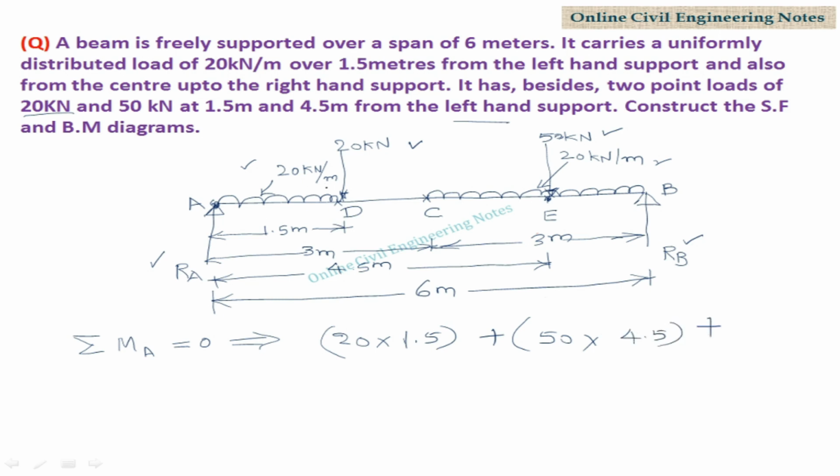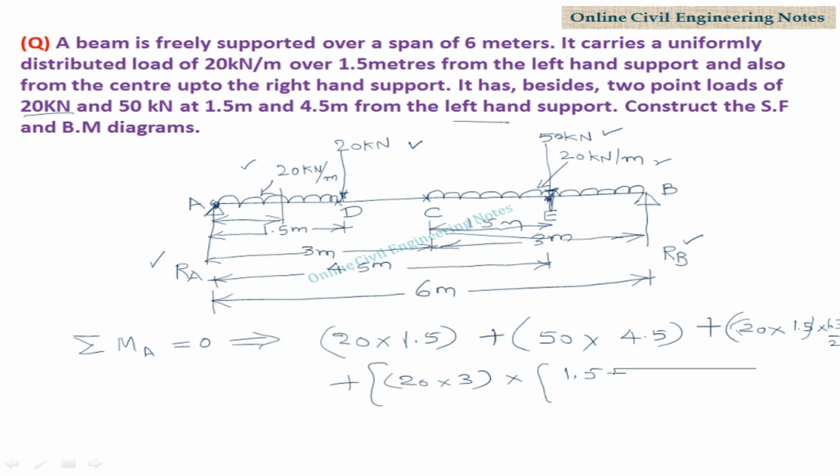Plus UDL 20 kN. First we have to convert this UDL into point load, 20 into 1.5. This is acting at a distance of 1.5, and the perpendicular distance is 1.5 by 2. Here 20 into 1.5 is the force, 1.5 by 2 is the perpendicular distance. Plus another UDL can be converted into point load: 20 into 3 meter is the force, into perpendicular distance from E to A. This is 1.5, this is 3 meter, so 1.5 plus 3 meter. So we have taken the clockwise moments.